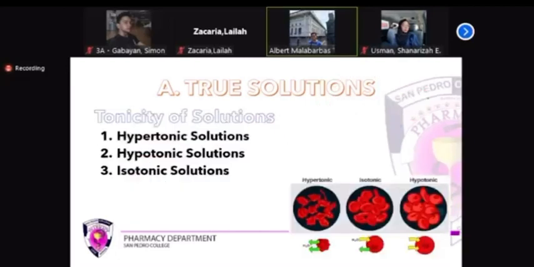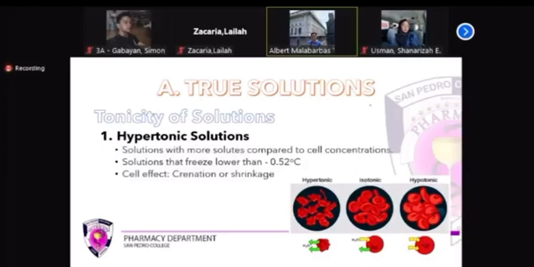Now, next, let's talk about the tonicity of solutions. Tonicity of solutions, we have hypertonic, hypotonic, and isotonic. So, I know you had this one, familiar mo ani siguro. Let's start with your hypertonic solutions. These are solutions that have more solutes compared to cell concentrations. So, pag hypertonic, yung solution natin has a much higher solute concentration.